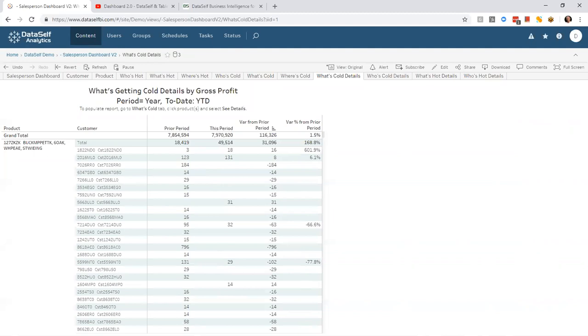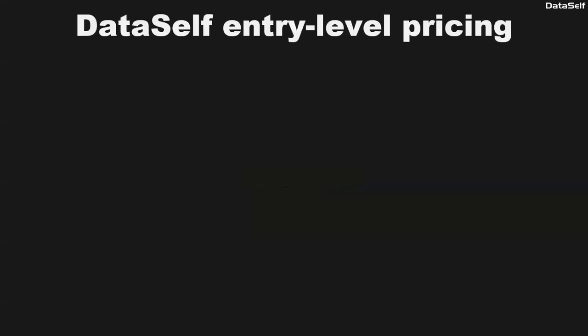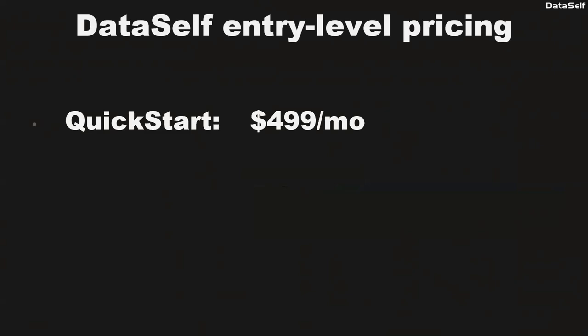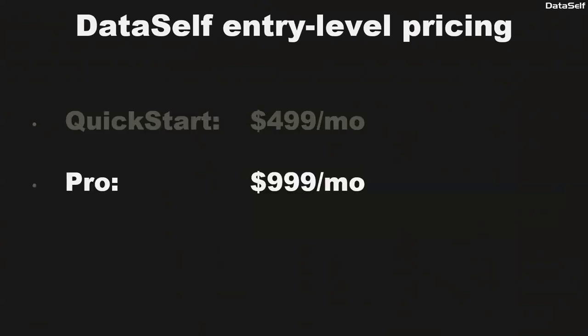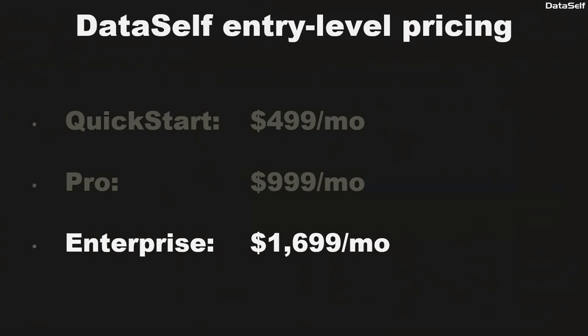All right, I'm going to switch back to the PowerPoint. Let me talk a little bit about the DataSelf entry-level pricing. We have a Quick Start edition that starts at $4.99 per month, the Pro edition that starts at $9.99 per month, and the Enterprise edition that starts at $16.99. What changes between the editions?